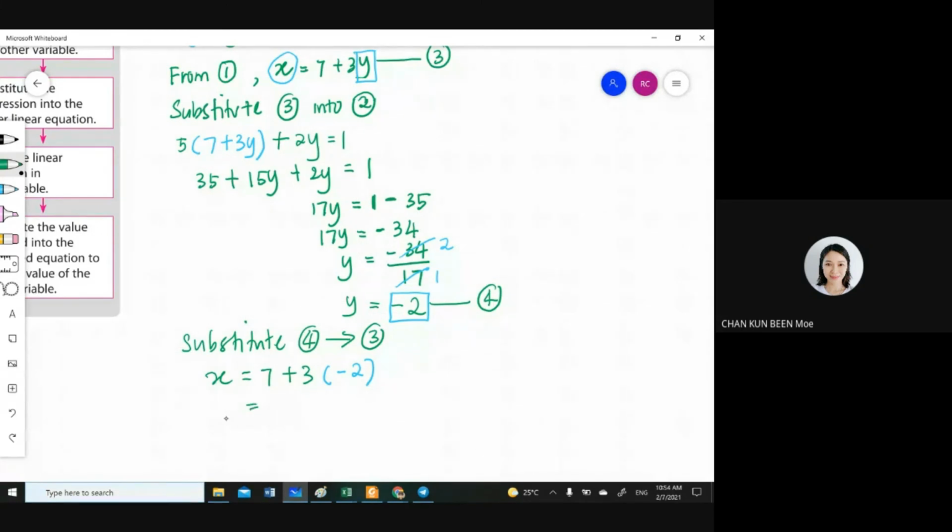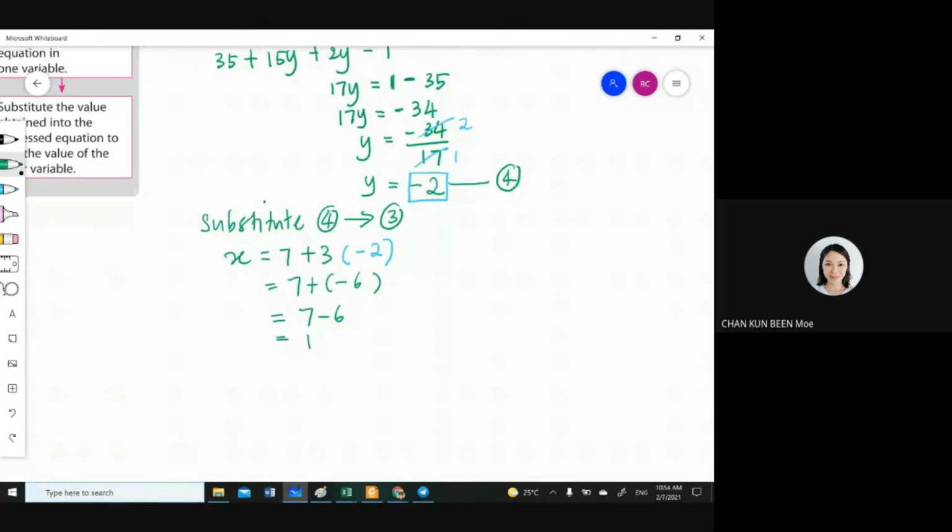It will be 7 plus 3 times negative 2, which is negative 6. So next one will be positive times negative. How much is positive times negative? Yes, very good. It's equal to 7 minus 6. So 7 minus 6 equal to how much? 1. Yes, done already. So lastly, you can just answer. Therefore, x equal to 1 and y equal to negative 2. That's the answer.